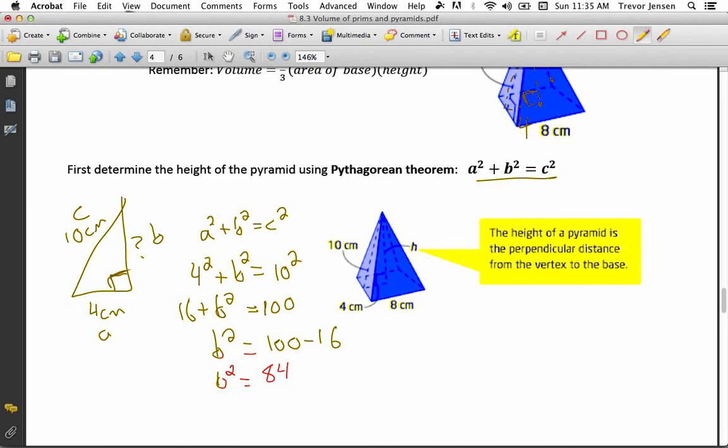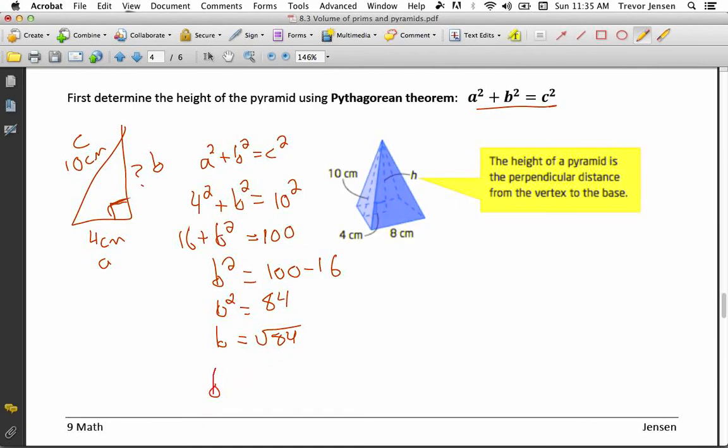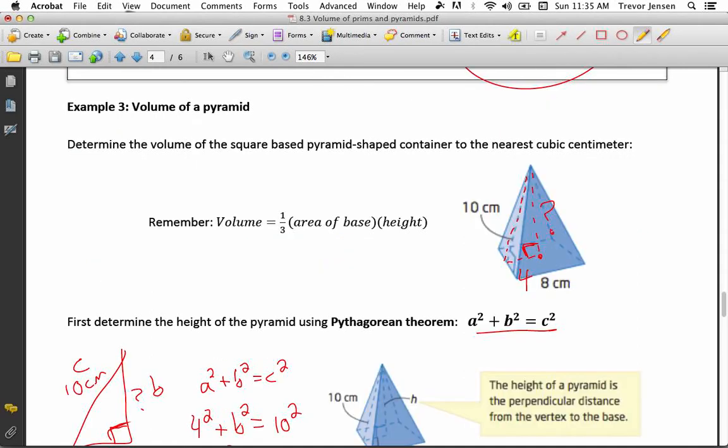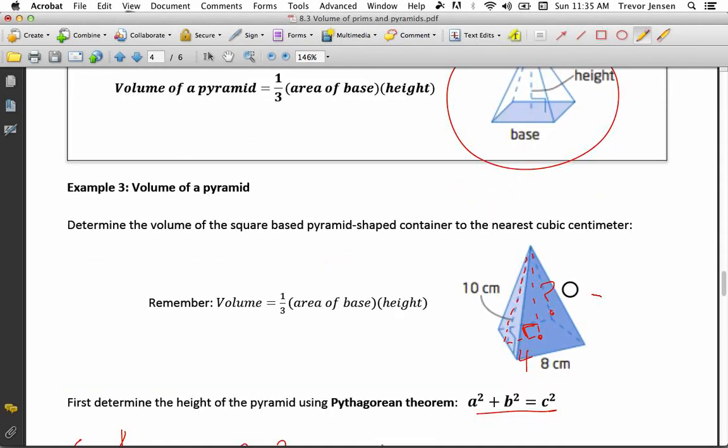So b squared, sorry, I forgot the square there, b squared is 84. To figure out b, I must isolate b, move the square to the other side, and do the opposite of squaring, which is square rooting. So b equals the square root of 84. If I type in the square root of 84, that gives me 9.2 if I round to the nearest tenth. 9.2 centimeters. Okay, so I now have the height of my pyramid. If I look back at my diagram here, I now have this missing side. It's 9.2 centimeters.